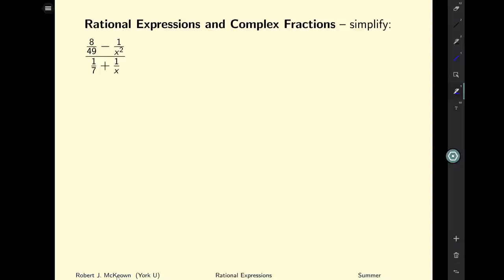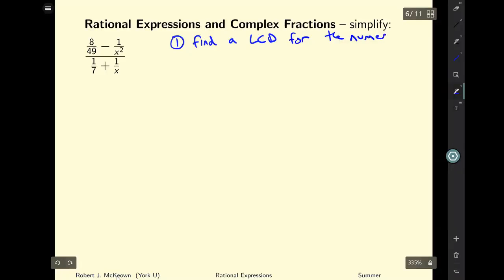Here's a great question. We have a complex fraction, a rational expression, but a complex fraction. And when I see a problem like this, I want to start off, as my first step, to find a lowest common denominator for the numerator. And then I want to do the same thing for the denominator. And after I do that, I'll think about what my next steps are.